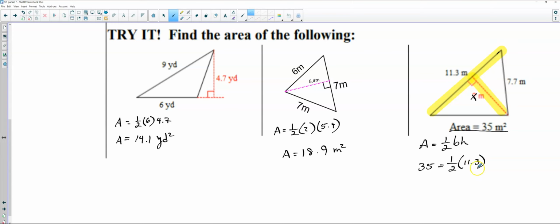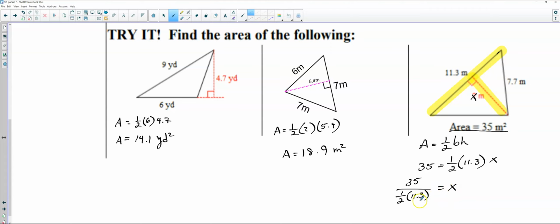So times 11.3, and now I don't have the height. That's what I'm looking for, right? So basically, I'm gonna take this 1/2 times 11.3, and I'm gonna divide on both sides. So 35 divided by 1/2 times 11.3 will give me what? Will give me X, right?